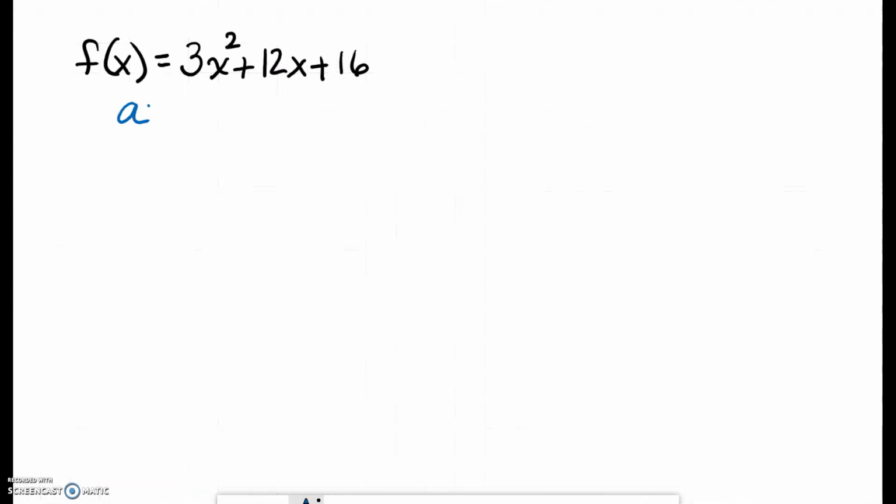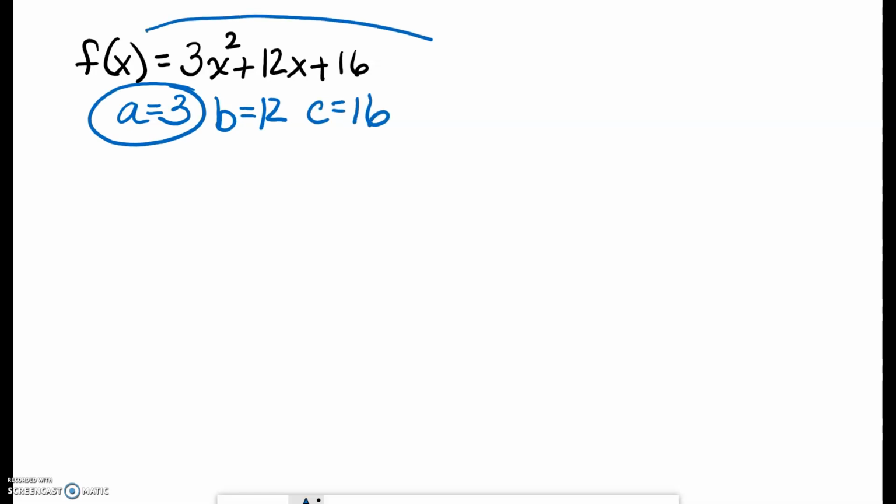So in this case, A equals 3, and we need that for our equation. B equals 12, and C equals 16. The name of our equation is f of x. So we'll just write the generic vertex form right here.